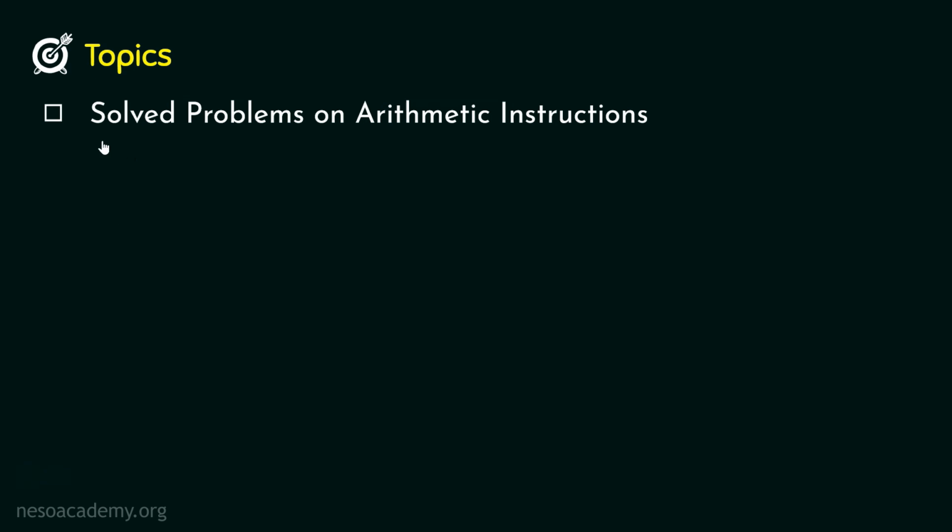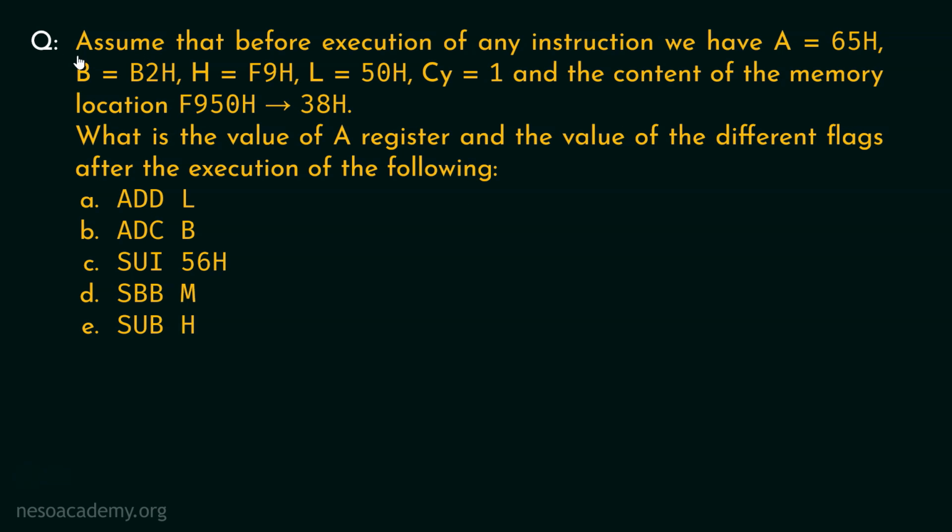Coming to the topic that we are going to cover in this session, today we will solve some problems on arithmetic instructions. Consider the question. Assume that before execution of any instruction, we have A equals 65H. This means the accumulator or the A register is to be loaded with the value 65H. The general purpose register B is to be loaded with the value B2H. Then the general purpose register H is to be loaded with the value F9H. The GPR L is to be loaded with 50H. And the carry flag is to be set to 1.